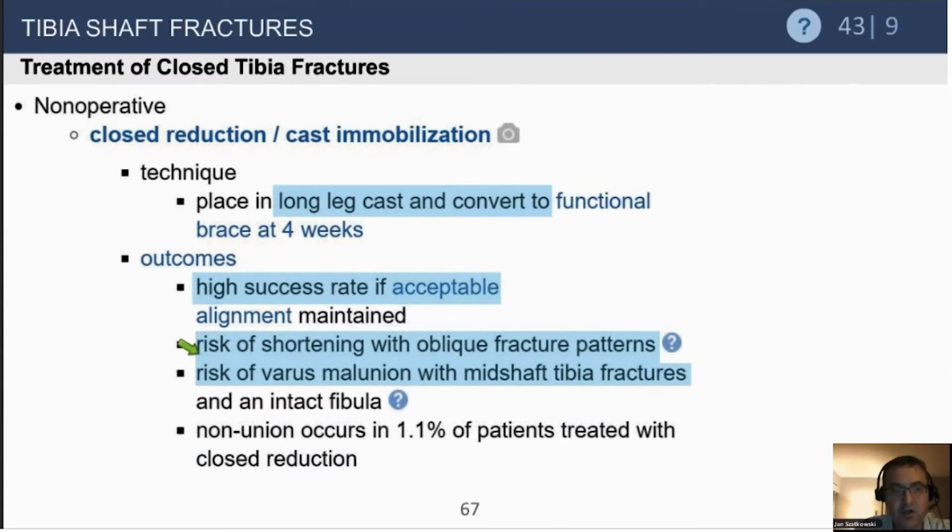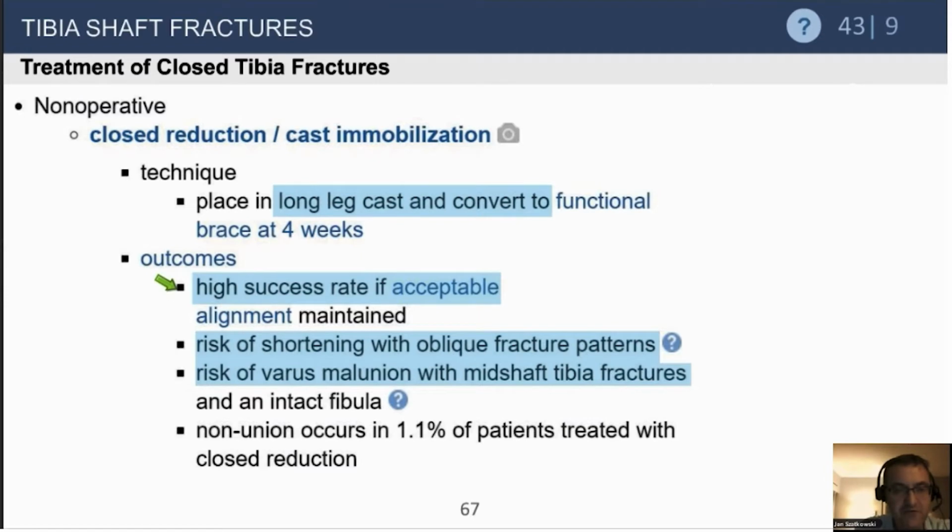So once again, technique, we went over this. Long leg casts convert to a functional brace at 4 weeks. Patients do not like this. I think I want to stress that. It can also lead to a lot of subtalar stiffness. That's one of the biggest complications for non-operative treatment of a tibial shaft fracture, just because of prolonged immobilization, causing a lot of problems possibly later on.